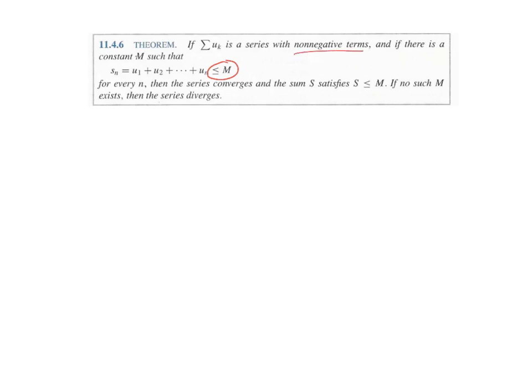So, series of non-negative terms. If this m exists, then, for every n, and we're looking at partial sums, for every n, then the series converges and the sum satisfies that. If no such m exists, then the series diverges. We don't really use this in the computational approaches for the examples that we're going to be looking at, but I thought I'd be remiss if I didn't mention it. So there, I mentioned it. But I don't think I've ever used it at all.